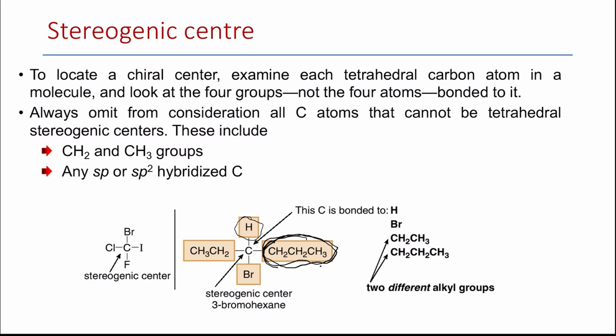I'm not going to look at the CH2 alone, but I'm going to look at the whole group. Again, on the left-hand side, you're going to have an ethyl group. So this is a different one. You cannot say this is a CH2 and this is a CH2, so they are identical. They are not, because we look at the whole group. And then the fourth one is the bromide. So this is a stereogenic center, this is a chiral center, and this is a chiral molecule.